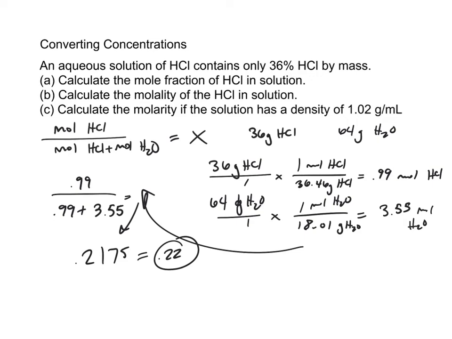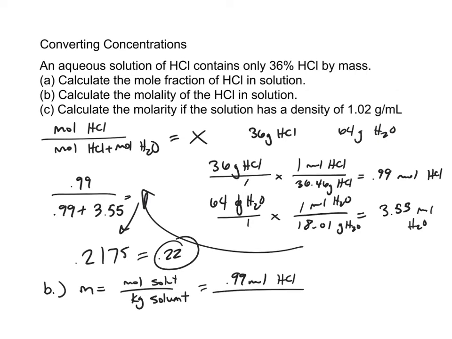Now part B is asking us to calculate the molality, and if you remember from the last slide, molality is moles of solute per kilograms of total solvent, not solution, but solvent. Now I can use information from the first one to calculate molality. First of all, moles of solute. I had 36 grams of HCl, or 0.99 moles of that solute. I already did that calculation, so I start with the 0.99 moles of HCl.